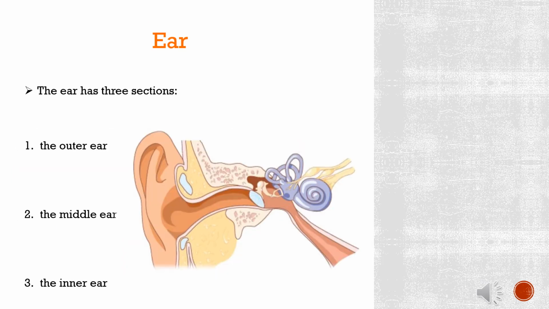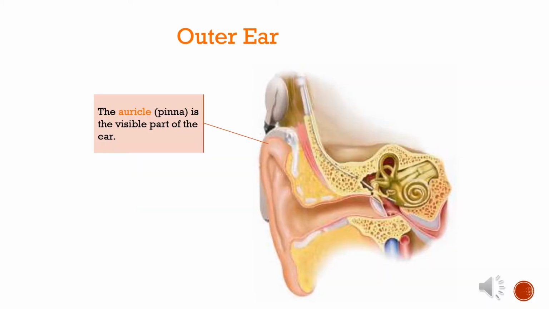The ear has three parts: the outer ear, the middle ear, and the inner ear. The outer ear consists of the auricle or pinna, which is the visible part of the ear, shaped by cartilage, and this part of the ear passes sound into the auditory canal.